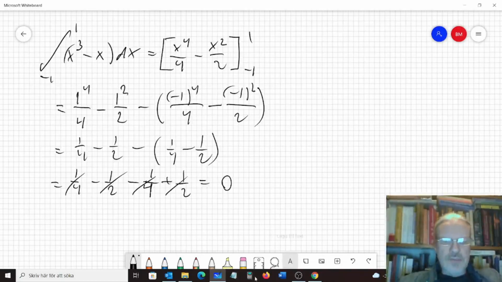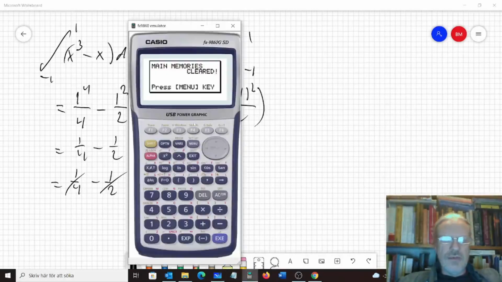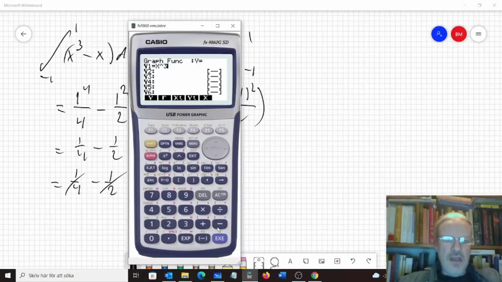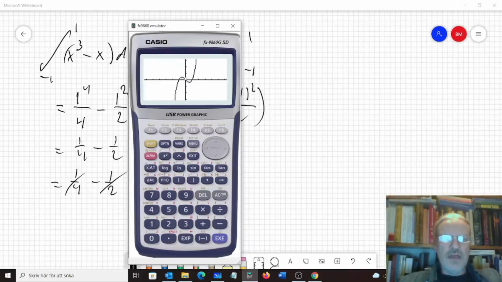How come? So let's look at the graph. We go into the graph mode, enter the function x to the power of 3 minus x. Draw. We can see that it goes up like this and down like that. So we have a bubble kind of sticking up there and one down there. And this is -1 and 1.